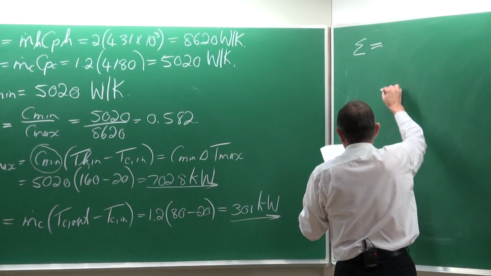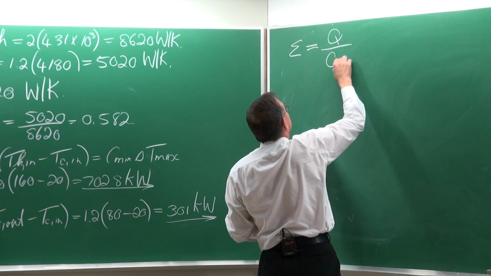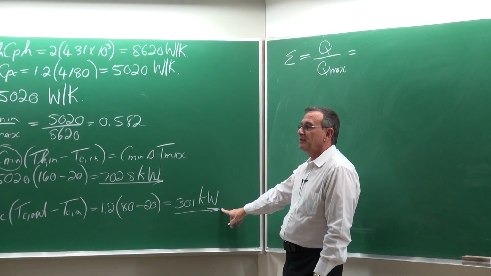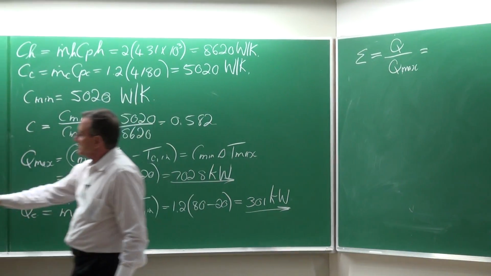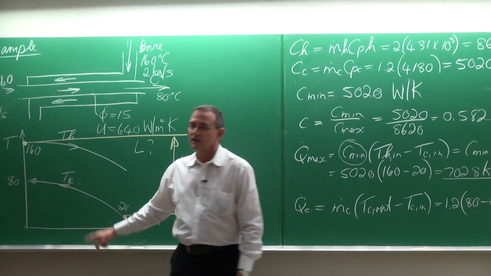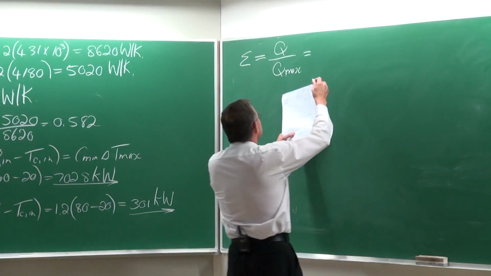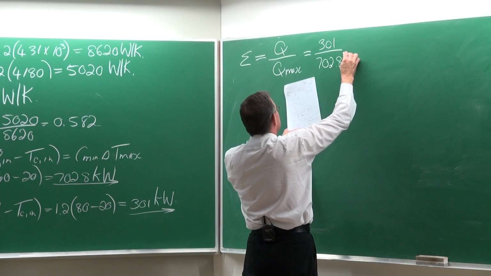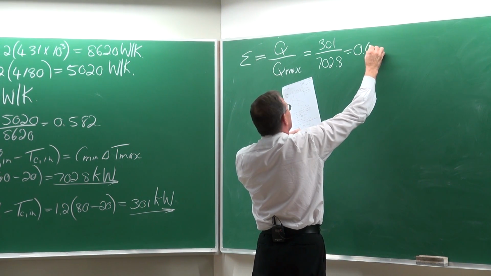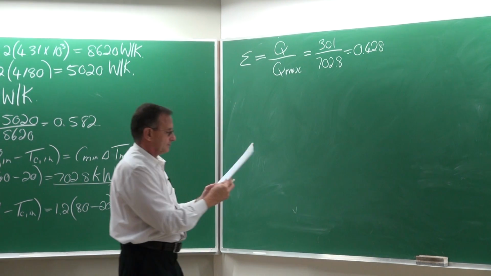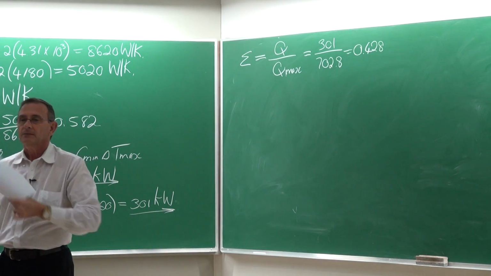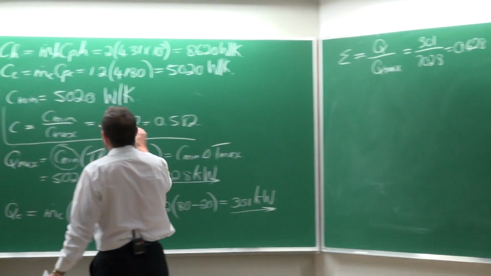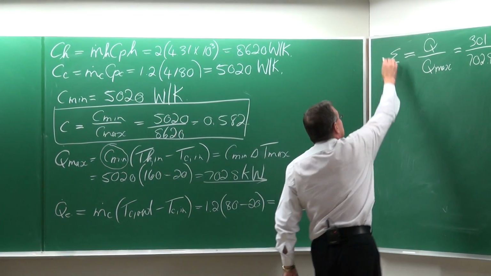The effectiveness is then the heat transfer rate divided by Q max. So the heat transfer rate will be 301 kilowatts with these two temperatures and with that mass flow rate. So the effectiveness is equal to 301 divided by 702.8, and that is equal to 0.428. So we have two things which are important: we've got C and we've got the effectiveness.